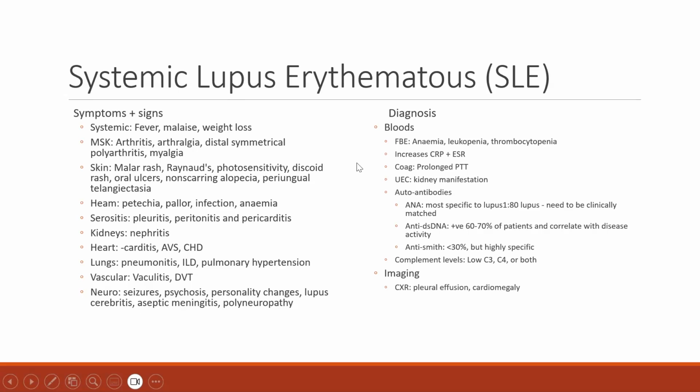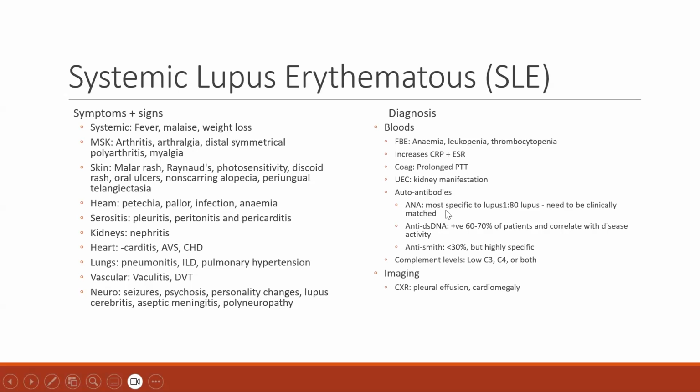Diagnosis, it's a lot, I know. Diagnosis, so blood. Full blood count: we have anemia, leukopenia, and thrombocytopenia, which I already mentioned. We get increased inflammatory markers, CRP and ESR. Coagulation: we get prolonged PTT. And UEC: we get kidney manifestations. Autoantibodies for SLE, you need to remember.